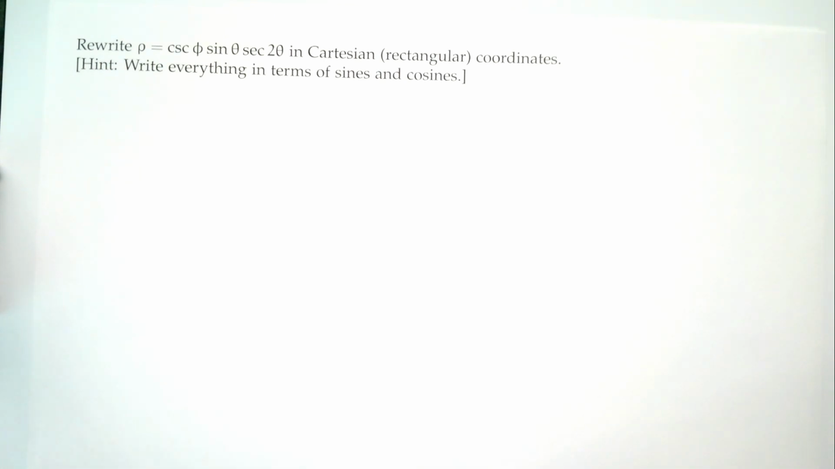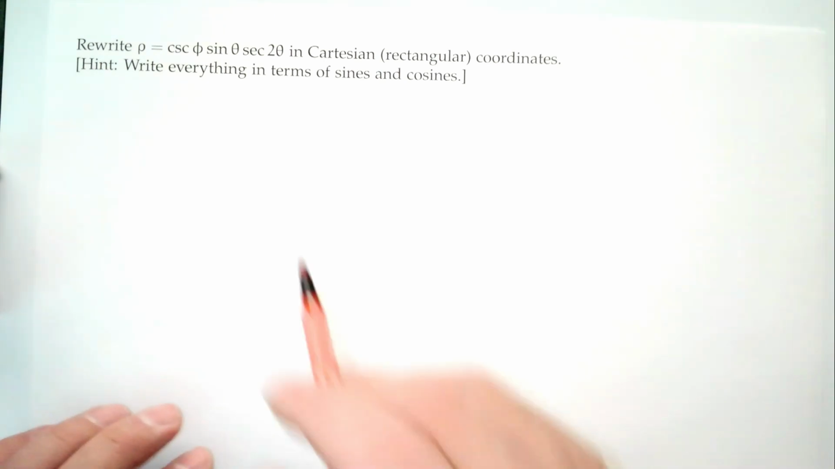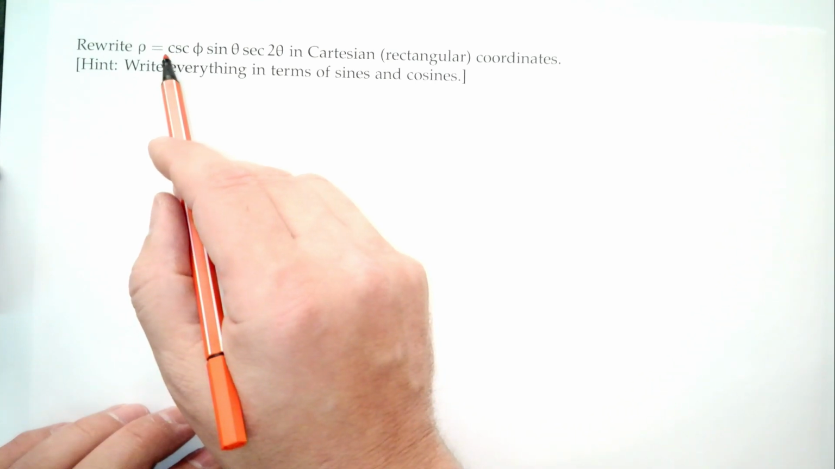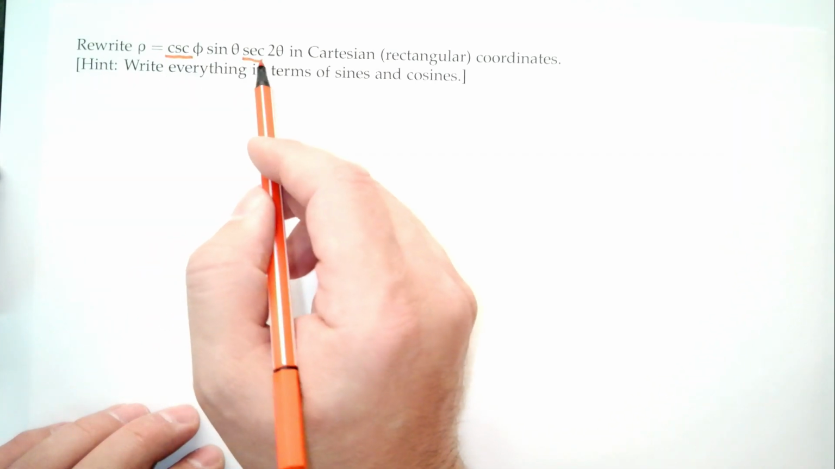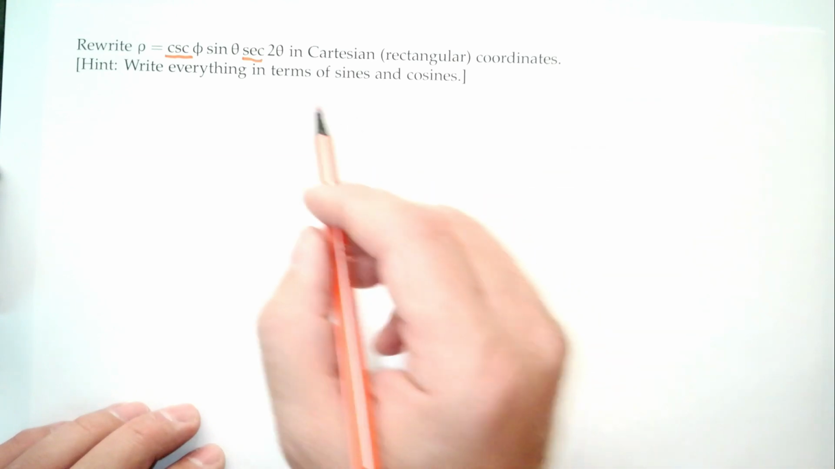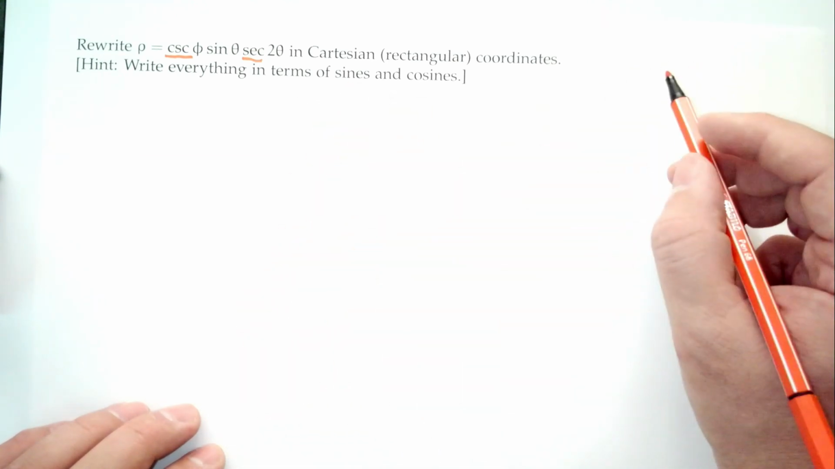So, what do we have? Well, things might feel weird because you have these things like cosecant and secant. But look, everything needs to be sines and cosines. And so you should know a handful of facts.